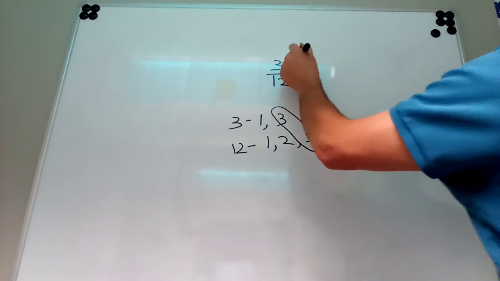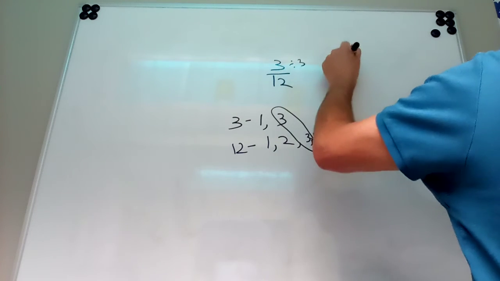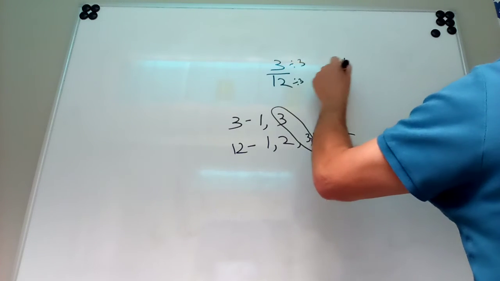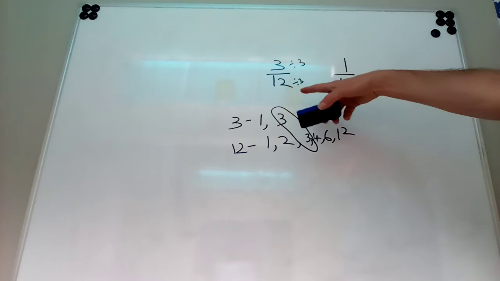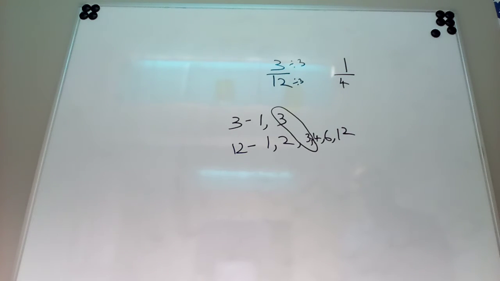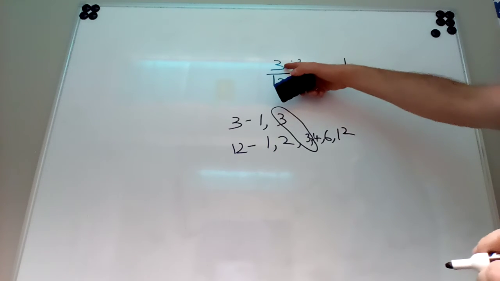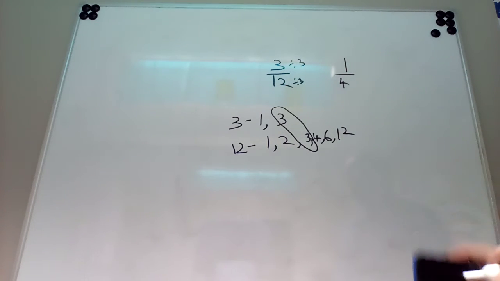So, you can divide this by 3, and you get 1. You can divide this by 3, and you get 4. So actually, if you work this out and it was a multiple choice test, instead of having 3/12, it would have 1/4. It would have the lowest reduced, the most simplified fraction.